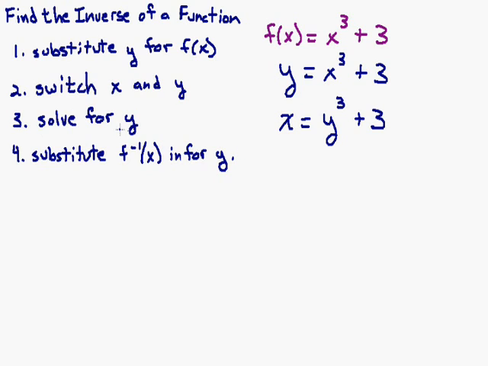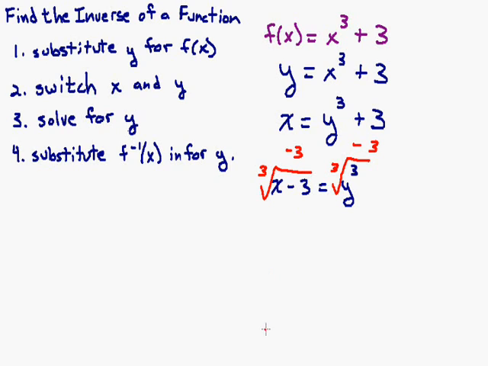Step number 3, solve for y. That means we have to get y by itself. We need to subtract 3 from both sides, and then we're going to have to deal with this cube to get rid of that. Subtracting 3 is pretty straightforward. We get x minus 3 equals y to the third. Now I've got to get rid of this third power. The opposite, or undoing, of something being taken to the third power is a cubed root.